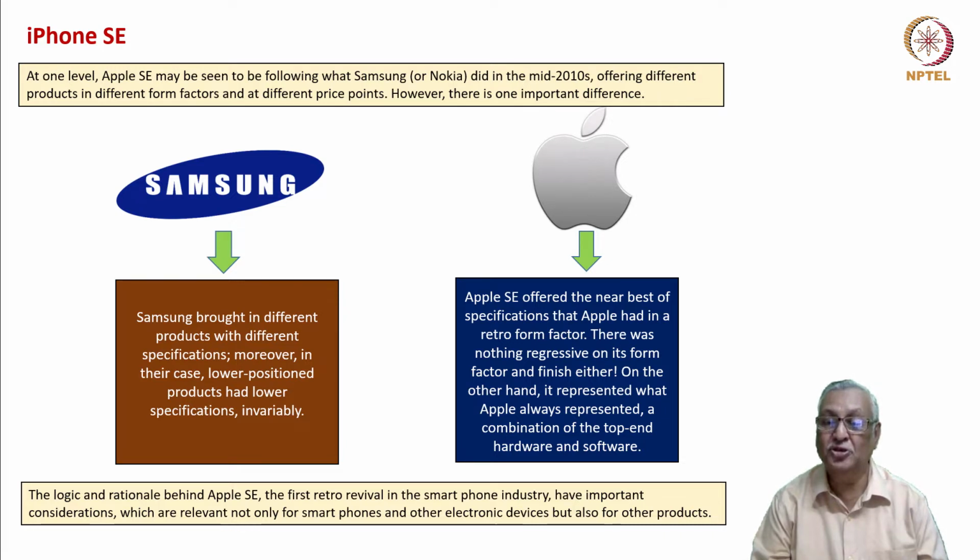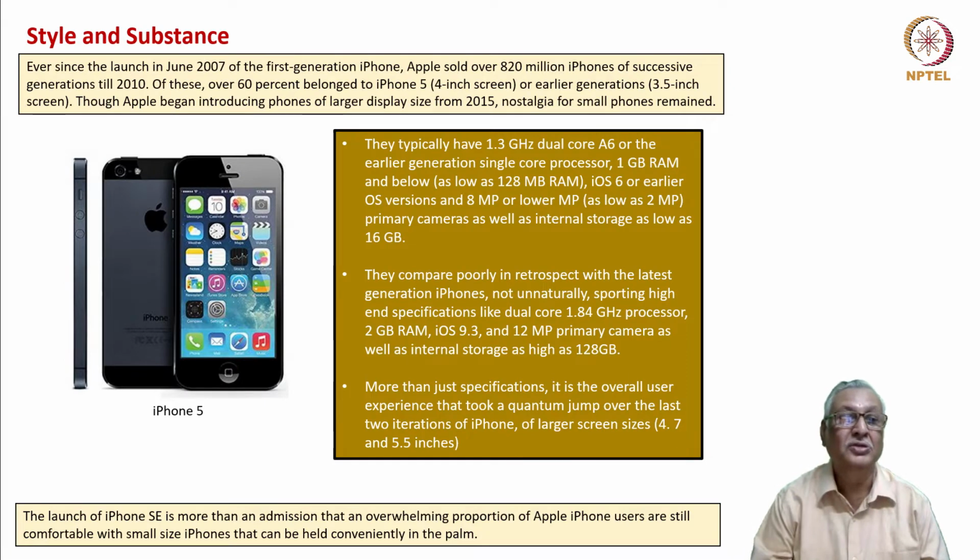There was nothing retrograde or regressive in its form factor and finish either. Both were looking very classy. It represented what Apple always represented, a combination of the top-end hardware and software, a combination of style and substance. The logic and rationale behind Apple SE, the first retro revival in the smartphone industry, have important considerations which are relevant not only for smartphones and other electronic devices but also for other products. That is the gist of style and substance.